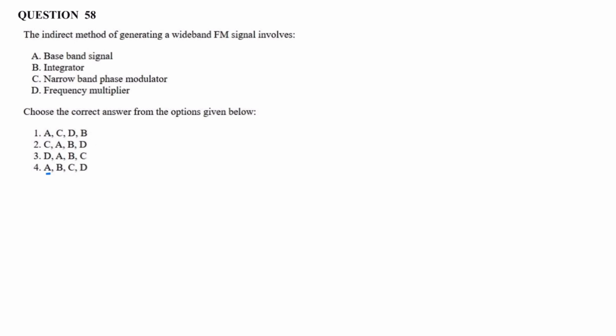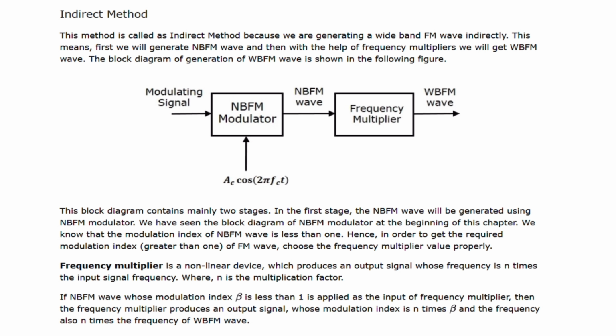Next question. The indirect method of generating a wideband FM signal involves. Let us see this block diagram here. Message signal is given as the modulating signal to a narrowband frequency modulator, converted into a narrowband frequency modulated wave. This wave is then applied to a frequency multiplier. This frequency multiplier is a non-linear device which produces an output signal whose frequency is n times the input signal frequency, thereby producing a wideband frequency modulated signal.